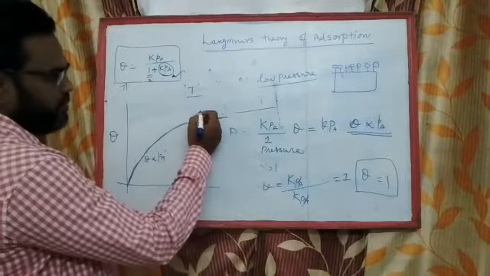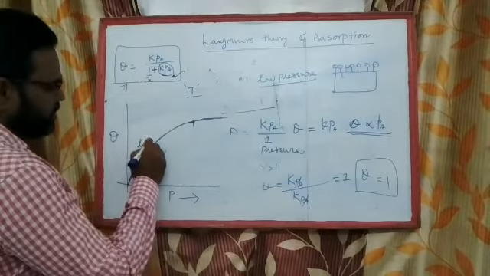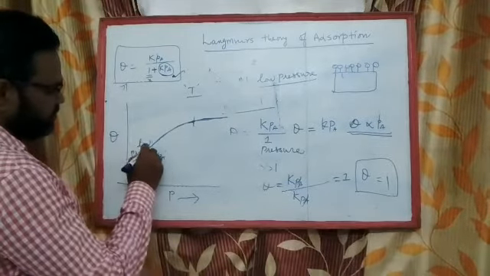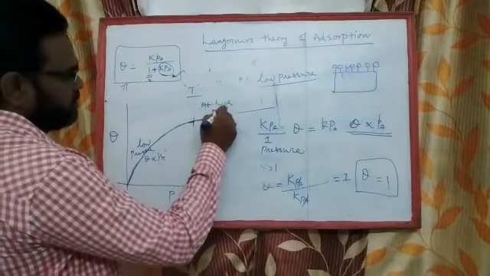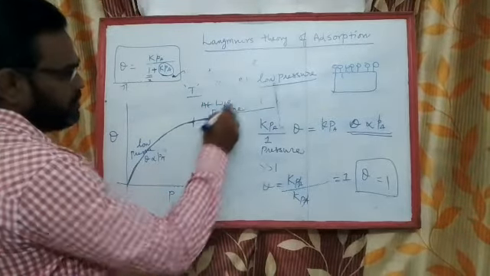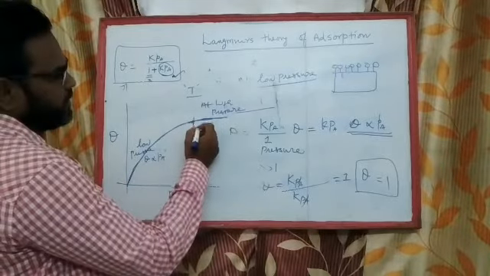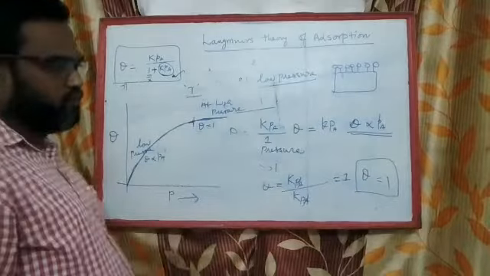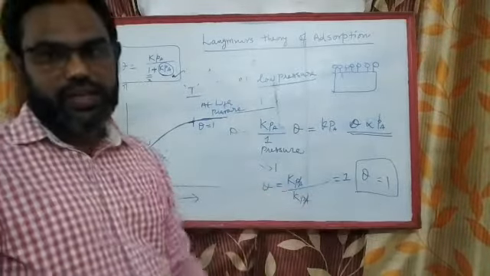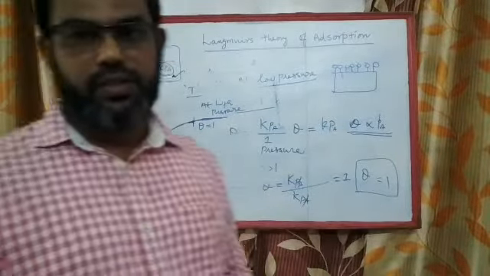So this is at high pressure, and this is at low pressure. At high pressure, theta is equal to 1, which is independent of pressure.